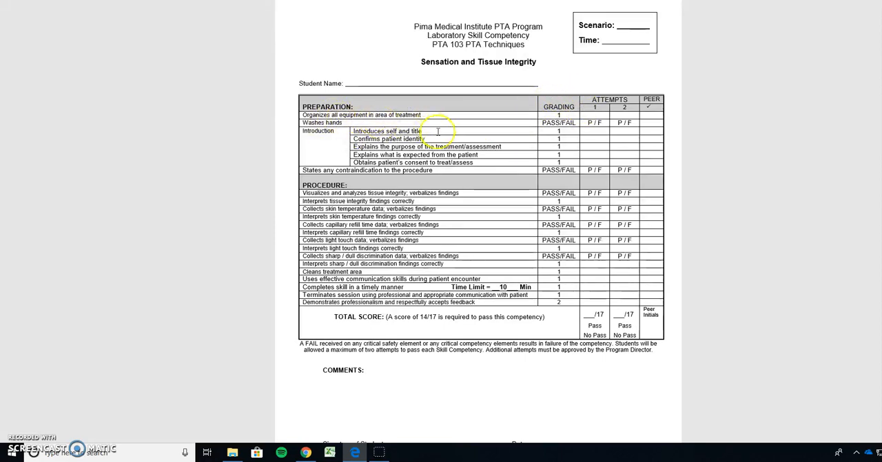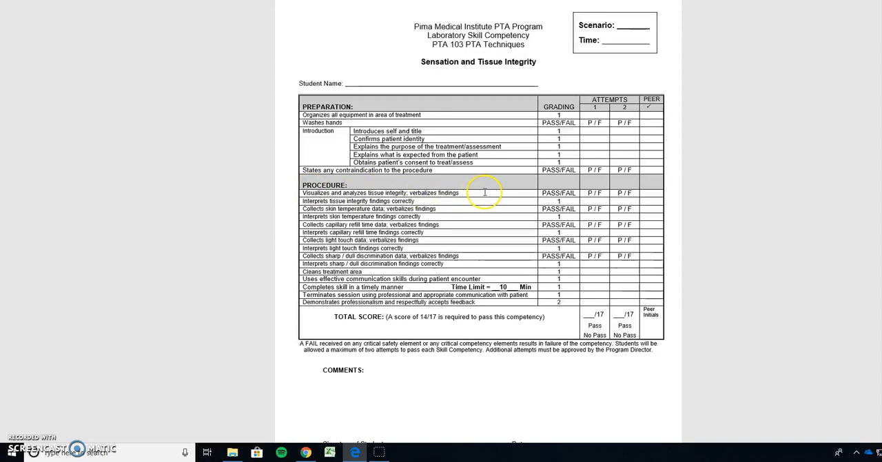Obviously, make sure you wash your hands. You're going to introduce yourself. Confirm you have the right patient, explain to them what you're going to be doing, what they should expect, and make sure that they're okay with you working with them, and then making sure you're stating any contraindications. So one of the things I want you to think about is what some potential contraindications might be to doing this testing today.